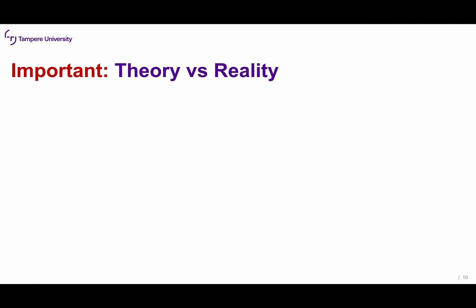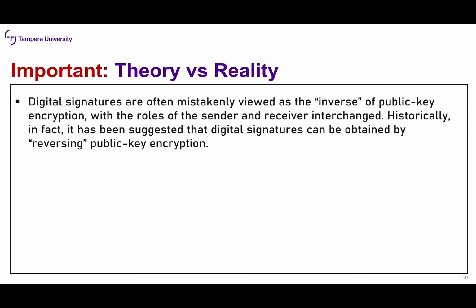Theory versus reality. Digital signatures are often mistakenly viewed as the inverse of public key encryption, with the roles of the sender and receiver interchanged. Historically, it has been suggested that digital signatures can be obtained by just reversing public key encryption, which means signing a message by encrypting it using the private key to obtain sigma, and verifying a signature sigma by decrypting it using the corresponding public key. Exactly what we showed in the previous slide.